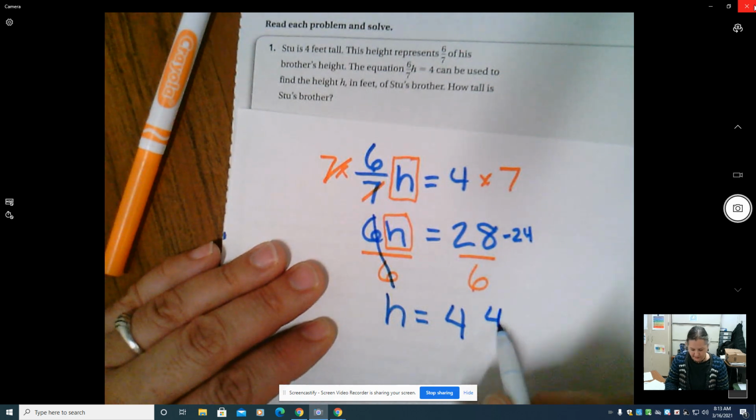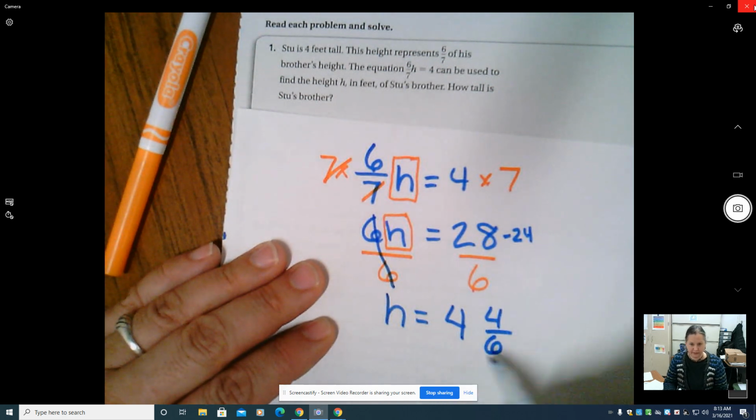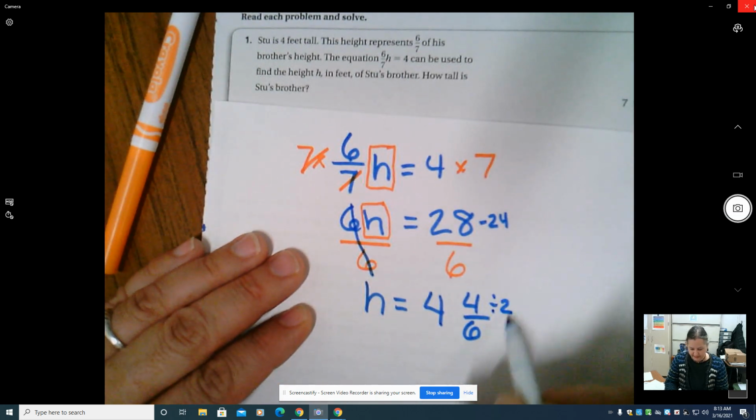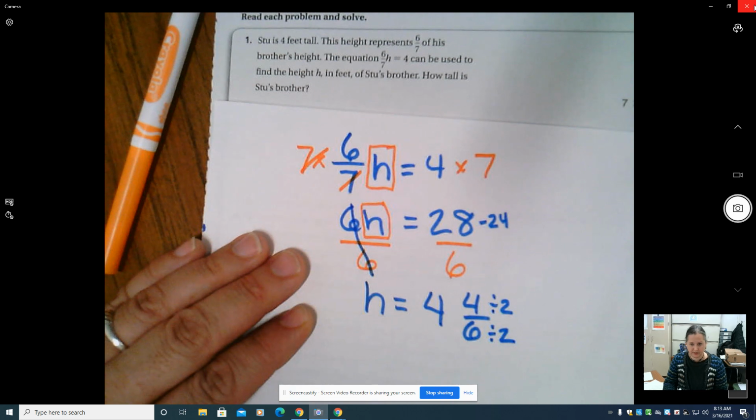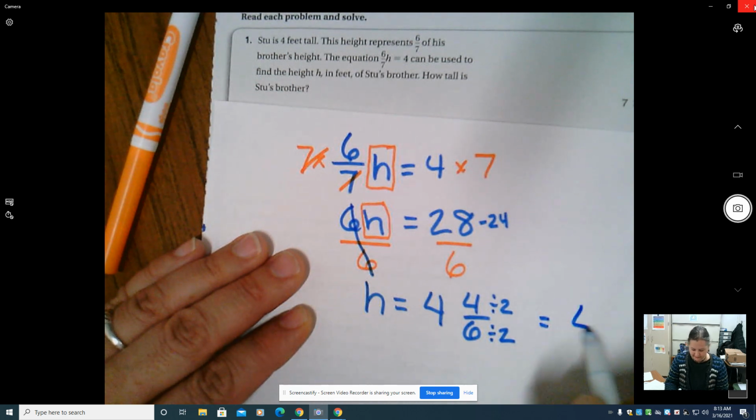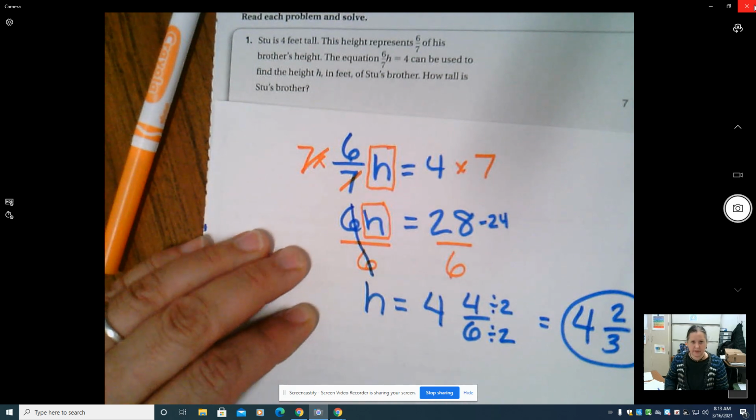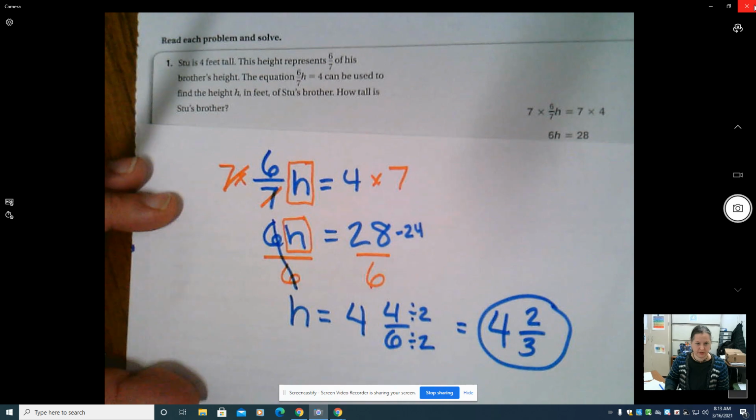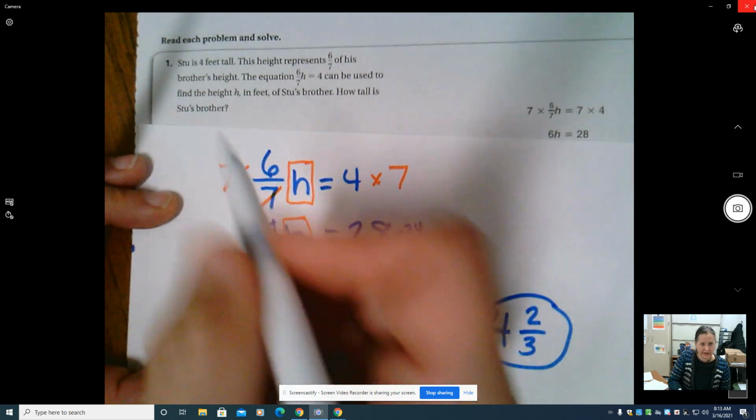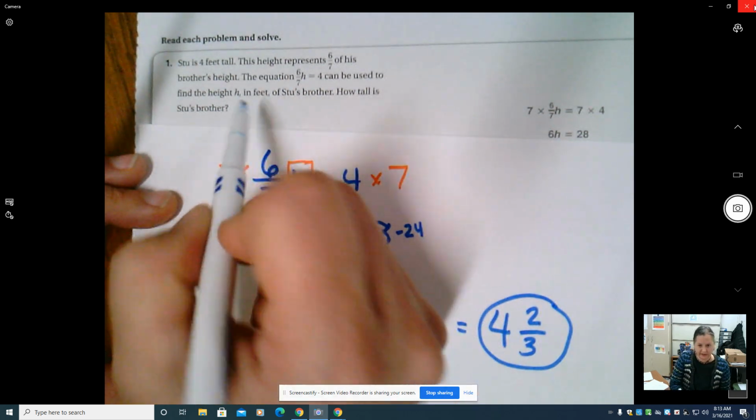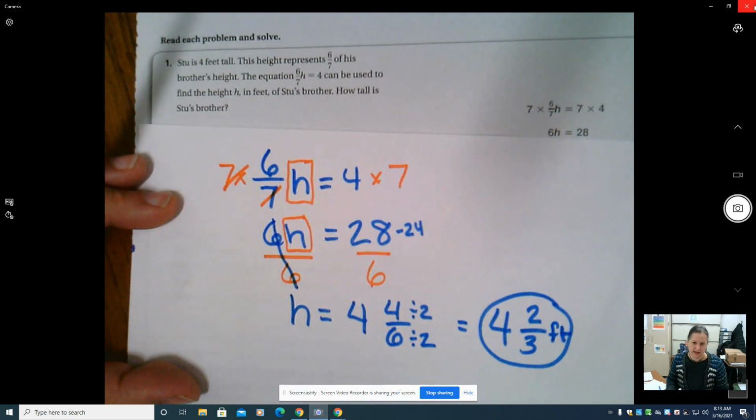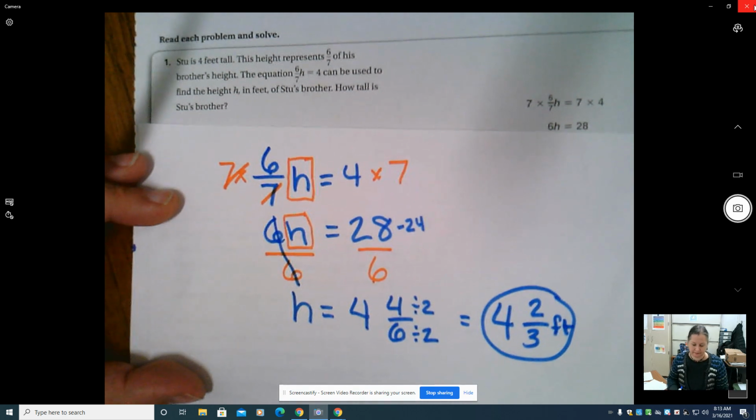I'm left with 4/6. But if you remember from previous chapters, you always have to simplify your fraction. So here I can divide both of those by 2, and I'll get 4 2/3. Now, these are story problems, so it's not just h equals 4 2/3. We need to know what we are dealing with. And here we're dealing with feet. So it's 4 2/3 of a foot is the height. So you have to label it.